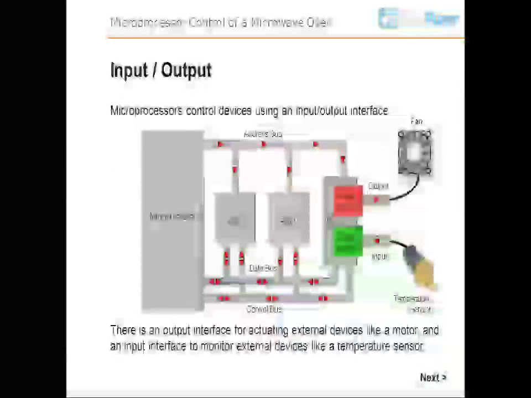Input, output. Microprocessors control devices using an input/output interface. Fan. Temperature sensor. ROM. Output. Input. Microprocessor. Interface. RAM. Address bus. Control bus. Data bus. I/O. There is an output interface for actuating external devices like a motor, and an input interface to monitor external devices like a temperature sensor.